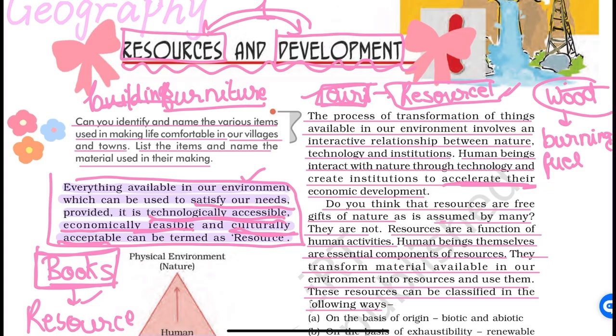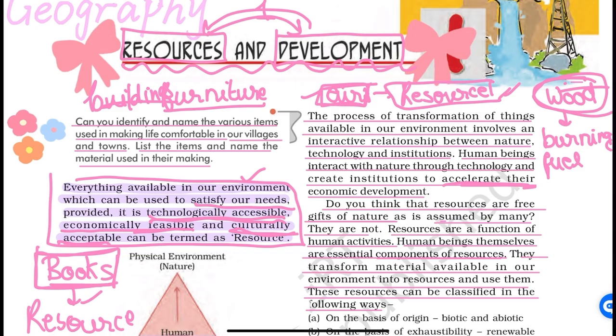Then the question is, do you think that resources are free gifts of nature as is assumed by many? No, they are not free gifts of nature. They are a function of human activities. Human beings themselves are an essential component of resource, like wood. Wood is present in its natural form. Suppose that there are no human beings. So how is wood converted to furniture, or to buildings, to houses?